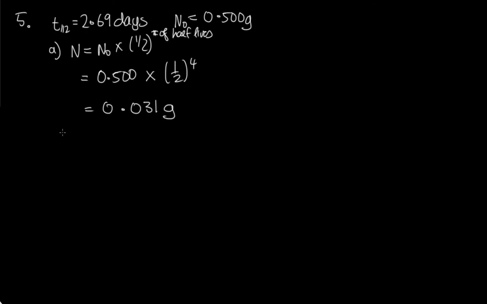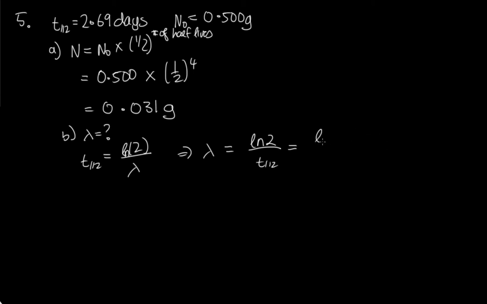And so solving that one on the calculator, we end up with 0.031 grams. Now, part B asks us what is the decay constant lambda equal to for this reaction? Well, we know that the half-life is related to the decay constant through ln 2 divided by the decay constant is equal to the half-life. So just rearranging this, the decay constant is equal to ln 2 divided by the half-life. So if we want this in per day, then we've got ln 2 over 2.69, and solving that on the calculator, we get 0.258 inverse days.